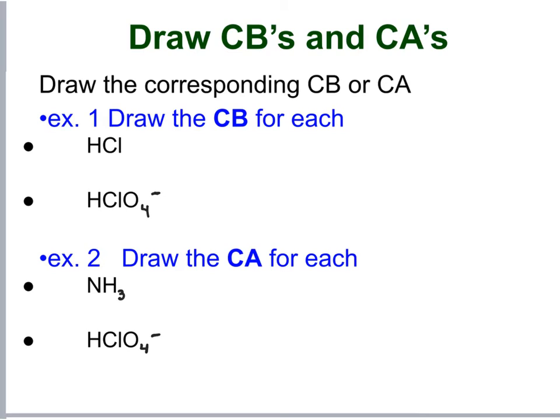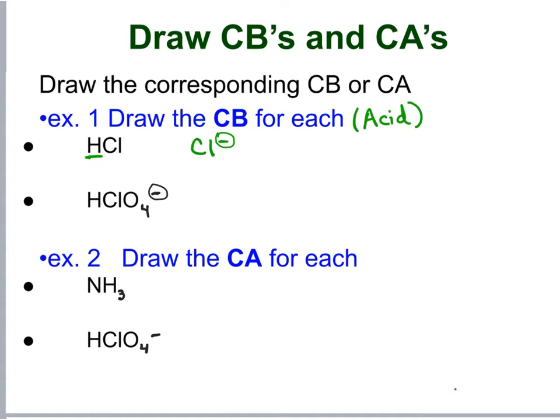For example 1, it says we want to draw the CB, that's conjugate base, for each of the following. That means that each of these things must be an acid, correct? So what we'll do is take off the H+. For the first one, we're going to look at HCl. We're going to take away one H+, and then we should have what's left over. If we take away the H, then we'll have a Cl, and because that had a plus, we're going to have a minus charge left over. So that would be the conjugate base for HCl.